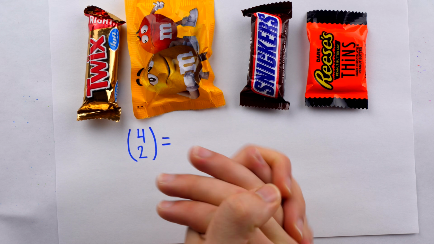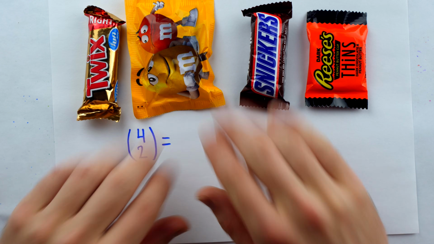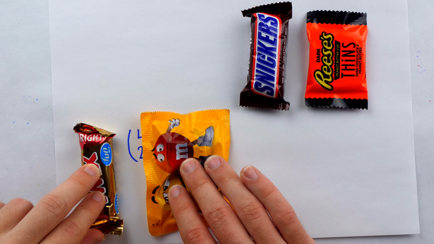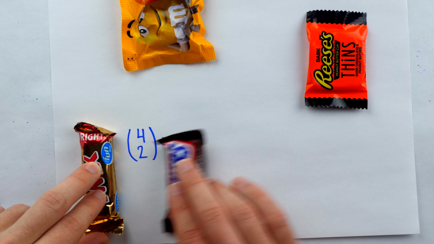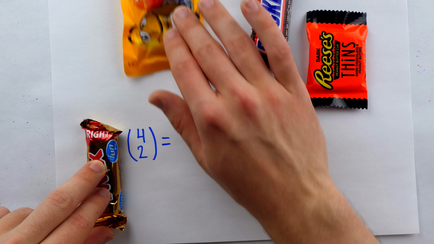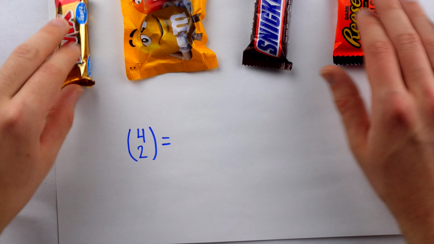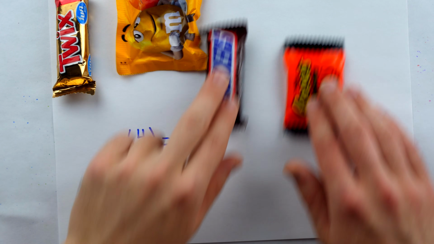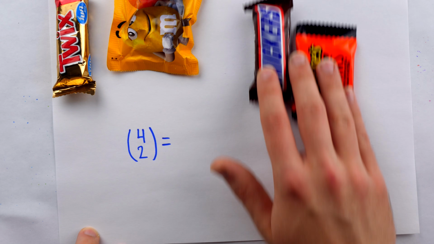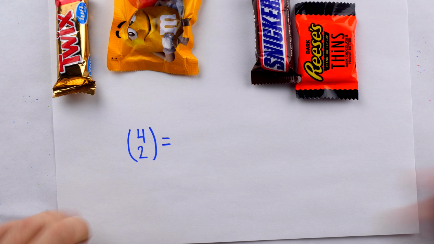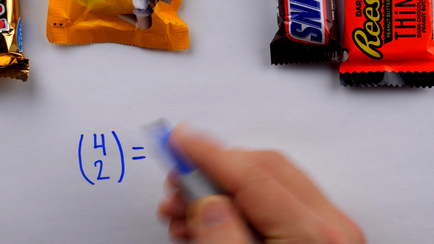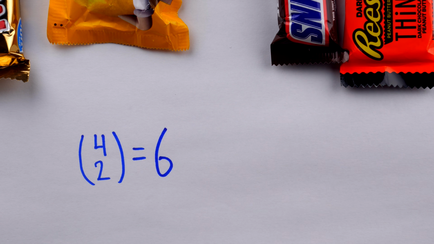Counting the possible pairs of candies we could select in a very organized manner, we could choose Twix and peanut M&Ms. That's one option. Or Twix and Snickers. That's 2 options. Then 3 options, 4 options, 5 options, and finally we see there are 6 possible combinations of 2 candies from the 4 on offer. And so we could write that 4 choose 2 is equal to 6.